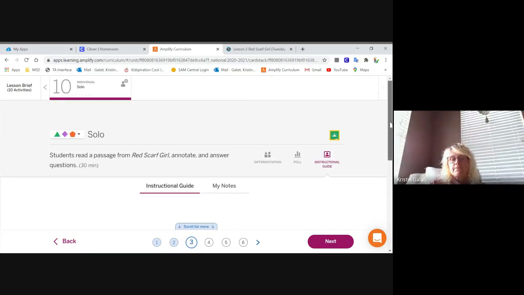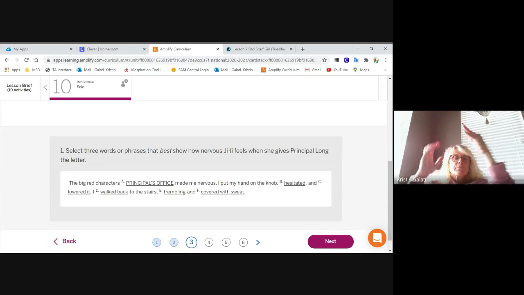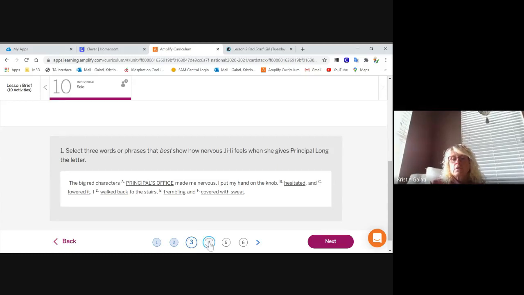Okay, card 3. Your question. Select 3 words or phrases that show how nervous Julie feels when she gives Principal Long the letter. The big red characters, Principal's office, made me nervous. I put my hand on the knob, hesitated, and lowered it. I walked back to the stairs, trembling and covered with sweat. 3 words or phrases. So, when you tremble, when you sweat, when you hesitate, all of those things have to do with how nervous you are. Go next.